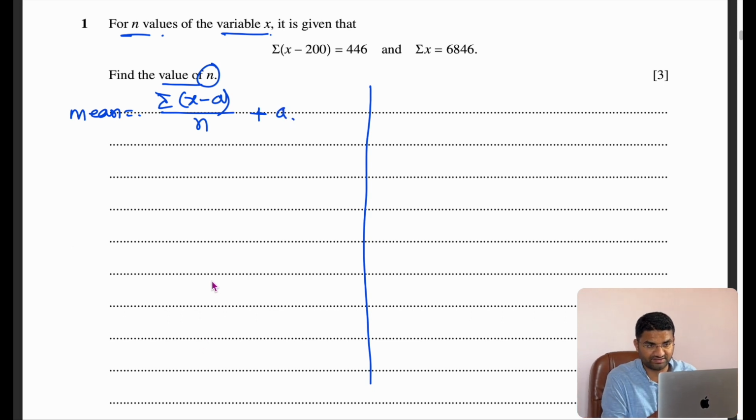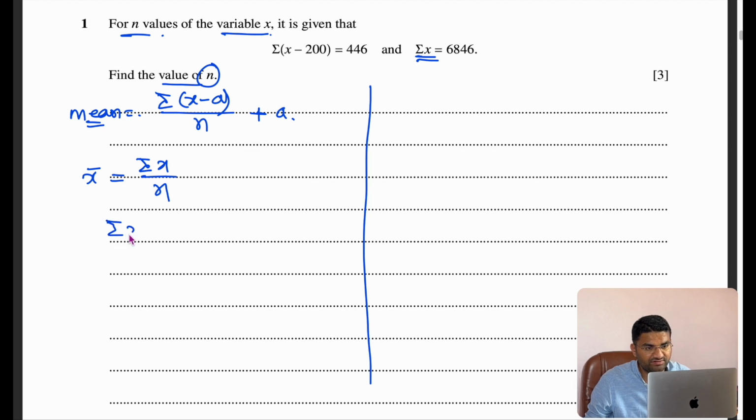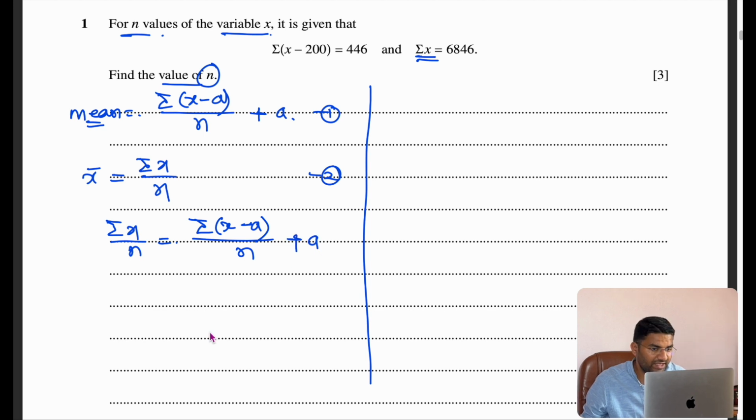So this is the basic concept. Right now, here even summation of x is given, so how can we utilize it? You know, mean is basically x bar, the mean of the x values. So how can we calculate it? Summation of x over n. Compare this to equation 1 and equation 2: summation of x over n is equal to summation of (x minus a) over n plus a, right?